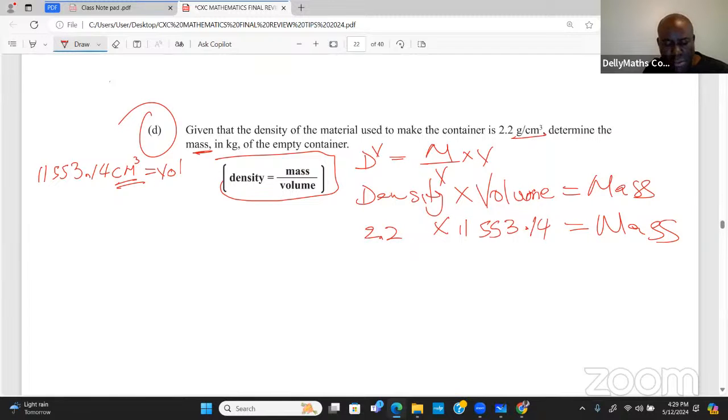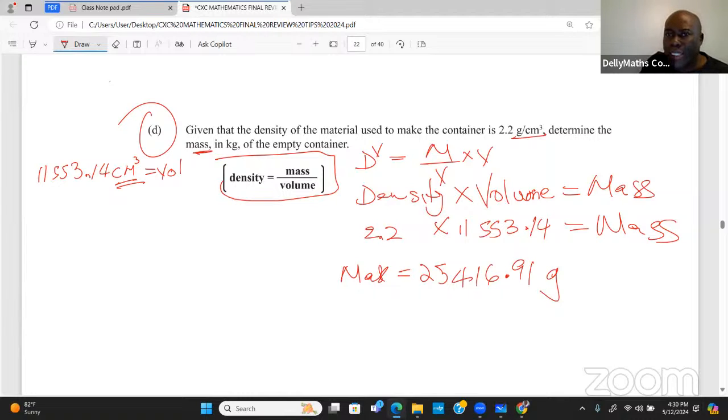11,553.14. Make sure that I'm not making any error. Times 2.2. All right, I'm getting some 25. So the mass is equal to 25,416.91, I believe. And this is gram.